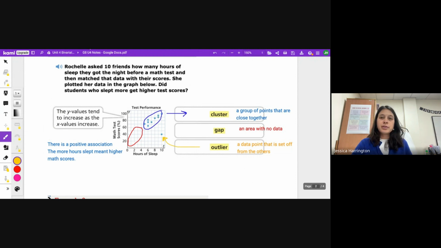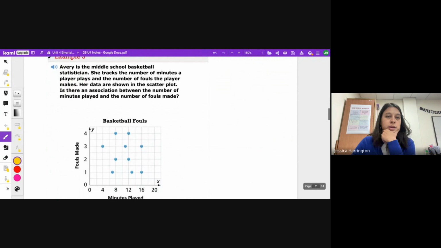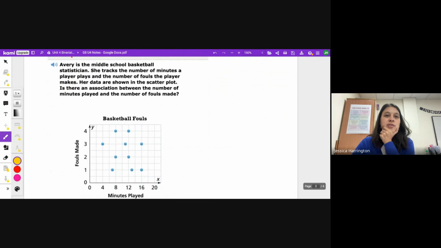Okay, let's go to the next one. Last one, example 3. Avery is the middle school basketball statistician. She tracks the number of minutes a player plays and the number of fouls the player makes. Her data are shown in the scatter plot. Is there an association between the number of minutes played and the number of fouls made?